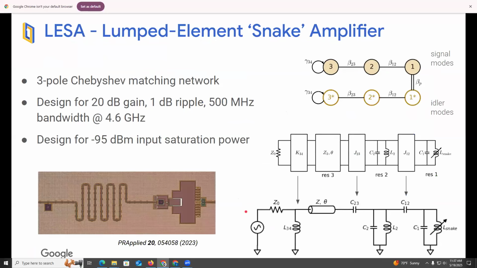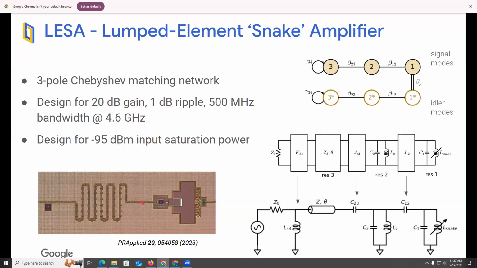Cool. The other device that I want to show you is a device from our group. This is essentially a multipole lumped element parametric amplifier. It's designed to have a gain profile of a 3-pole Chebyshev prototype. We're going to have 20 dB of gain, 1 dB ripple, about half a gigahertz bandwidth, and we designed it for high saturation power. Negative 95 dBm input saturation.